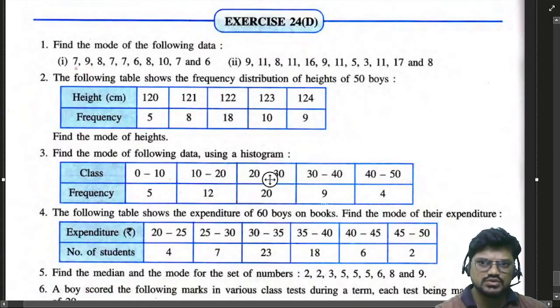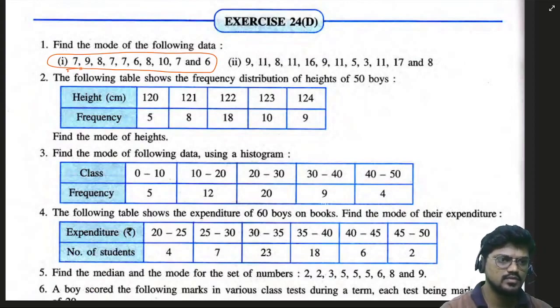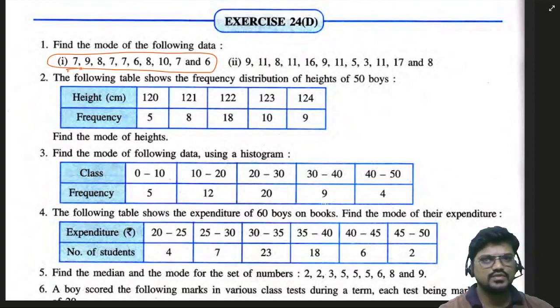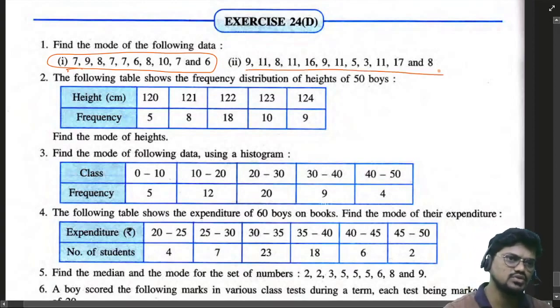Now in this question, find the mode of the following data. So if this was the question, what will be the mode of this data? 7. Why 7? It has recurred the most number of times. The most recurring observation will be the mode, right? So if it's ungrouped data, the most recurring observation will be said as the mode.